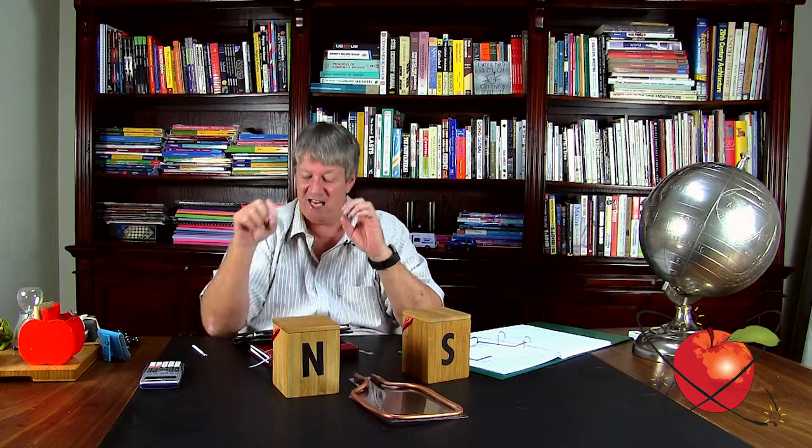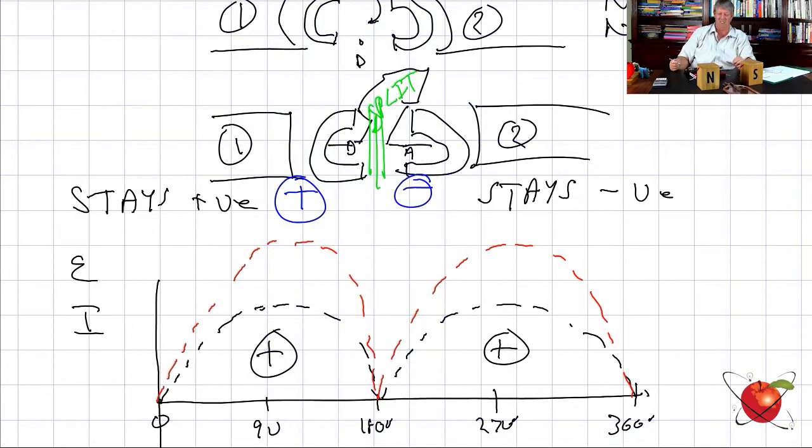Then we say to ourselves, right, know the parts of the dynamo, which has got the split ring. That one generates a waveform that looks like that.